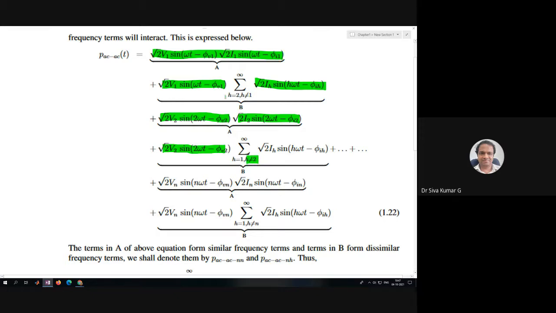You're getting it, right? The fundamental voltage is interacting with the fundamental current. The fundamental voltage is interacting with the other harmonic components apart from the fundamental. The second is interacting apart from the second harmonic current; it interacts with all the harmonics of current. The generalized equation is there, you can look into this equation.